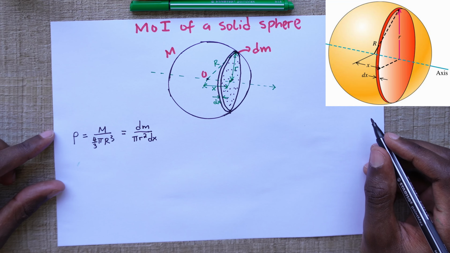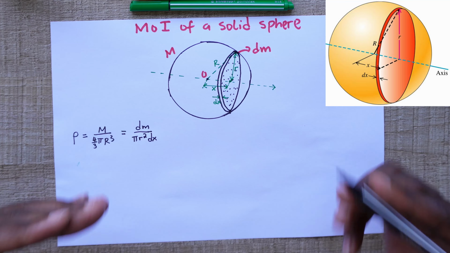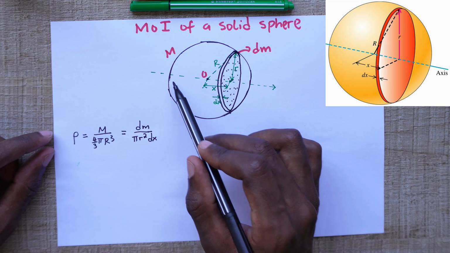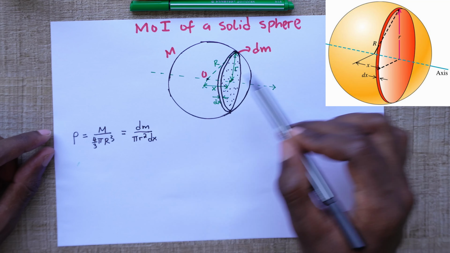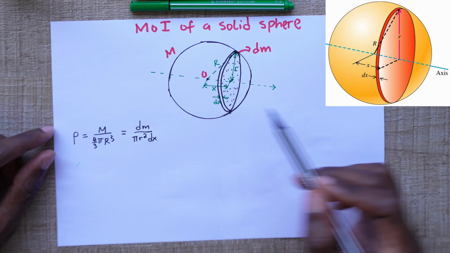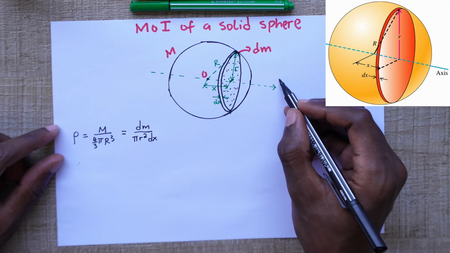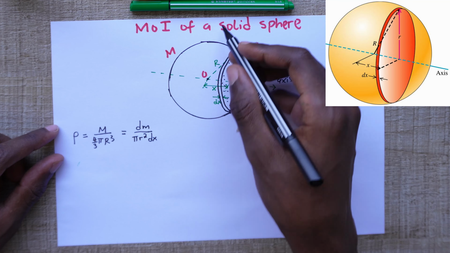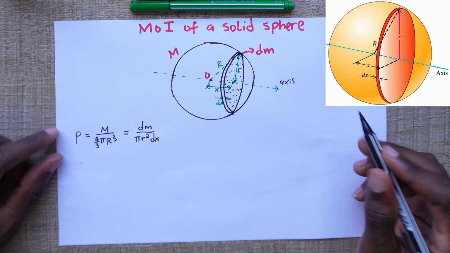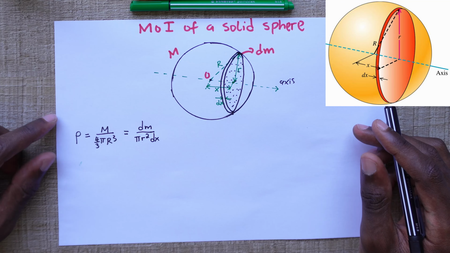One thing I need to mention here is that due to the symmetry of a sphere, the moment of inertia about any axis that passes through the center of this sphere is going to be the same. I just indicated this axis, but whatever axis you decide to take, the moment of inertia of the sphere is going to be the same due to spherical symmetry.